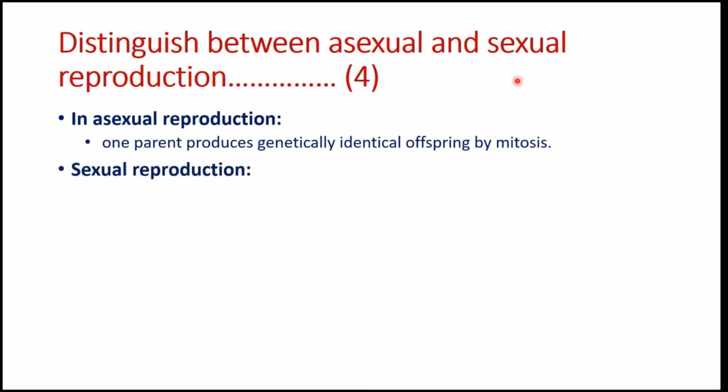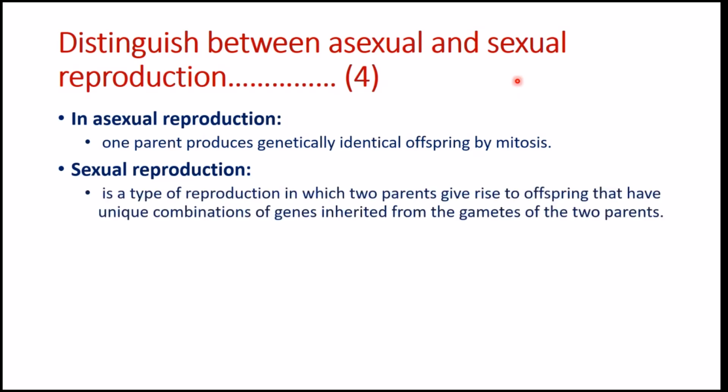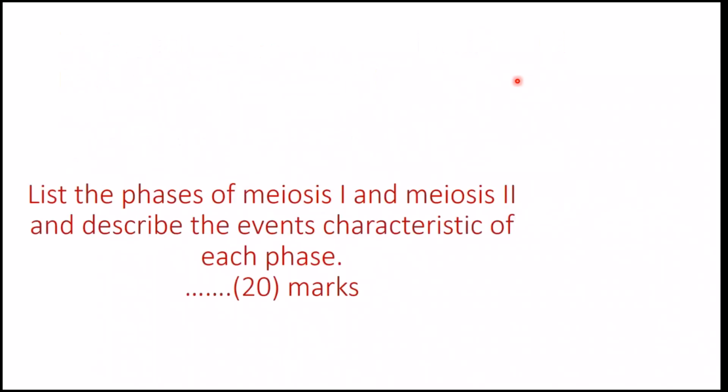Cool. One parent produces genetically identical offspring in asexual reproduction. And by the way, there's no one answer, so just try to put in the understanding that you know, but you should be writing the correct ones. In sexual reproduction, two parents give rise to an offspring with a unique combination of genes inherited from the gametes of the two parents, and gametes are produced through meiosis.